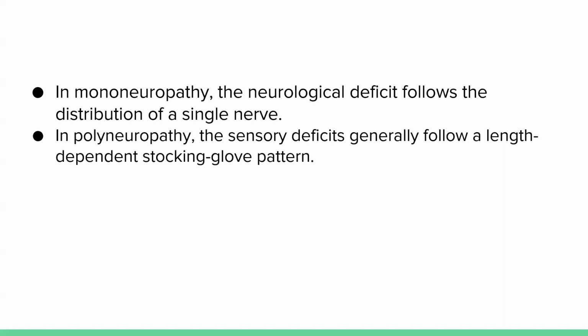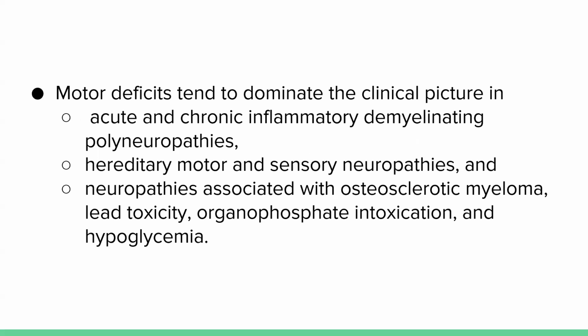So again, the distribution: if it's a mononeuropathy, then it's a local process. If it's polyneuropathy, then it's probably a systemic process, like diabetes, other renal or liver things, toxic, deficiency states, or even drugs, chemotherapeutic agents, etc. Motor deficits usually dominate in certain types of polyneuropathies, like in acute and chronic inflammatory demyelinating polyneuropathies, in hereditary neuropathies, in neuropathies associated with certain types of multiple myeloma, and in intoxication, in organic phosphate intoxication.